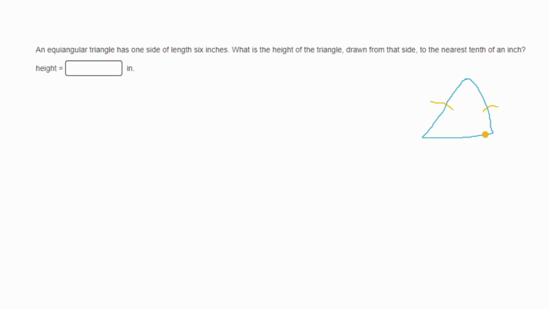So equiangular means equilateral. Just keep that straight. They're the exact same thing. If something says equiangular, it's also equilateral. If something says equilateral, it's the same thing. So this is what it's going to look like. All the angles are the same.